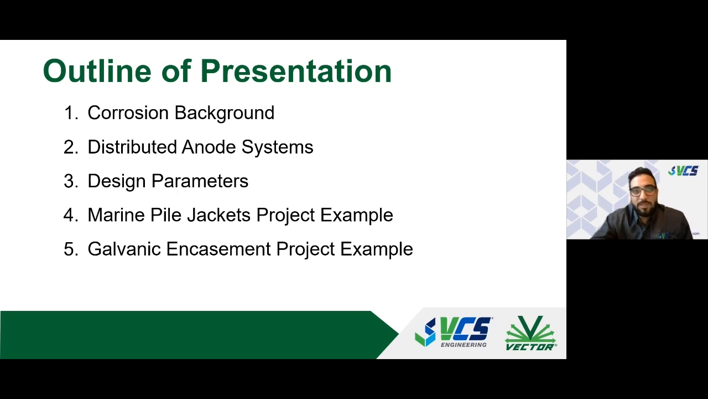I'll be talking about the design of distributed galvanic anode systems today. And with that, I'm going to go a little bit into the corrosion background, touch base on what corrosion is, how it occurs, and how can we tackle corrosion, and then cover some of the different types of distributed anode systems that are out there today for various different applications. Some design parameters that are important for designers and engineers and even owners to know about before digging deep into designing the system itself. And then covering some marine pile jacket examples and galvanic encasement project examples.